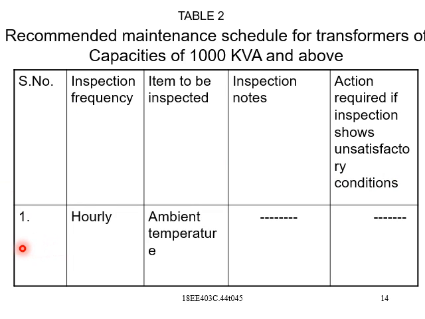The first maintenance has an inspection frequency of hourly. It should be done every hour. The item to be inspected is ambient temperature. Nothing to be noted and no action to be taken.